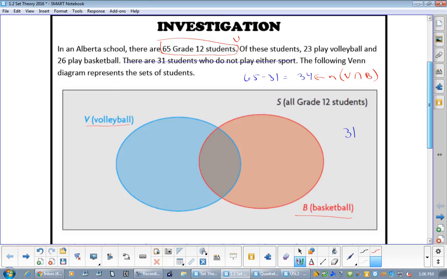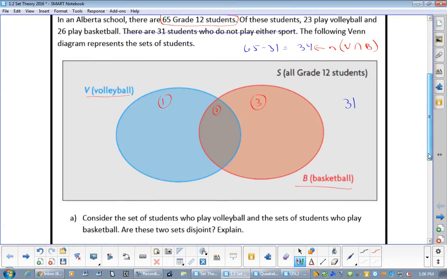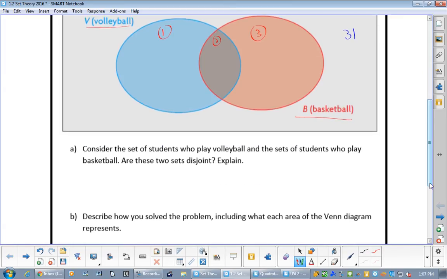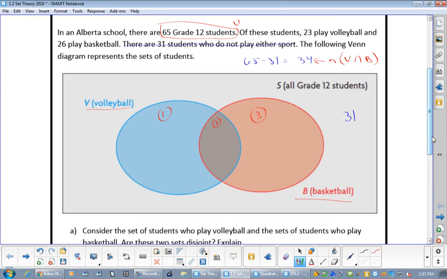So these three together, if I call this 1, 2, and 3, those three together must equal 34. Does everyone get that? Yeah. Okay, so we're good there. Now, the hard part is filling in those numbers. Okay, so someone tell me how they started. I mean, some of you got it. Majada, what'd you get? I added the people who play volleyball to the people who play basketball, which is 49.